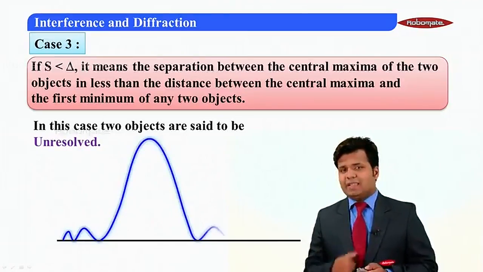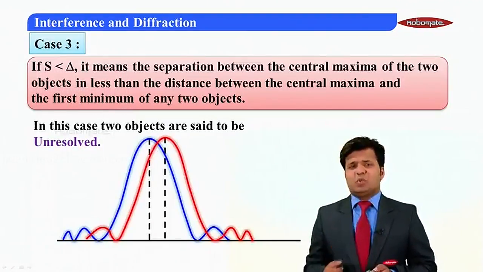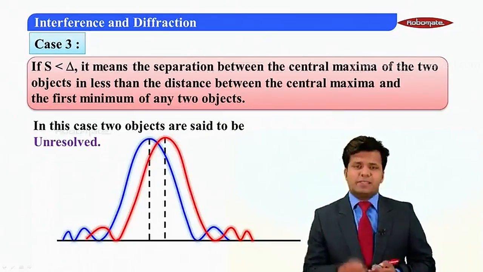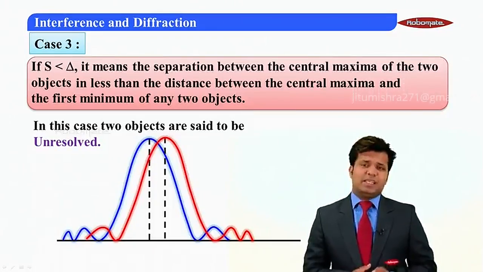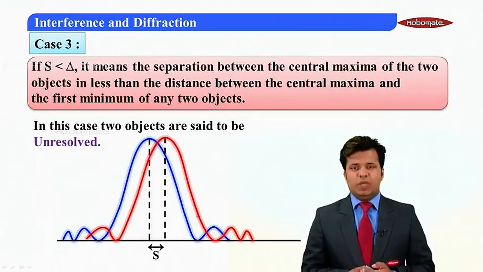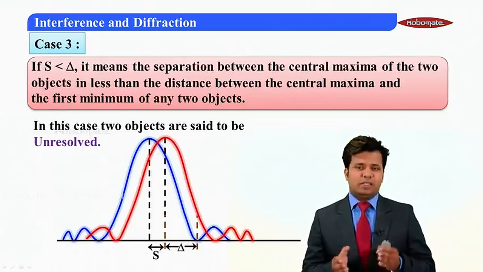So I can say that the blue wave and the red wave are very close to each other, so that we are not able to distinguish where the 2 points are. So this is given by Rayleigh's criteria, and this is the condition where we understand how the particles are resolved and how the particles are not.